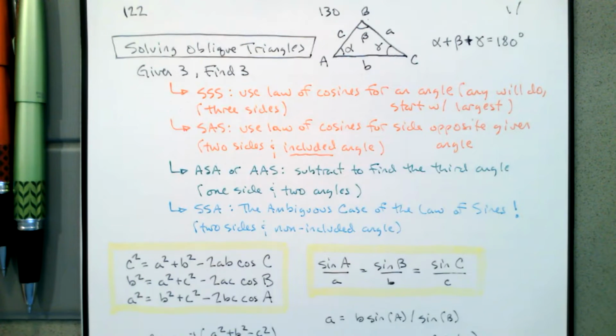Side A will be opposite angle alpha, side B will be opposite angle beta, and side C will be opposite angle gamma. Sometimes we'll refer to alpha, beta, and gamma as capital A, capital B, and capital C. So sometimes we'll use capital letters for the names of the angles and lowercase letters for the names of the sides. But in any case, A is opposite A, B is opposite B, and C is opposite C. A is opposite alpha, B is opposite beta, C is opposite gamma. That's going to be our standard use of lettering.